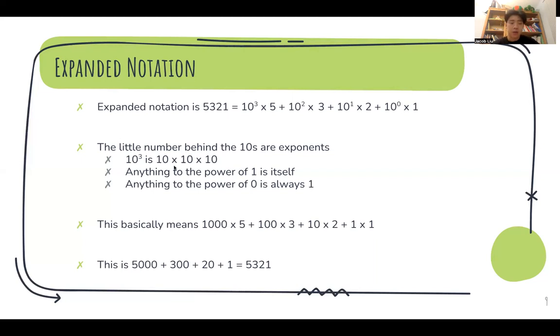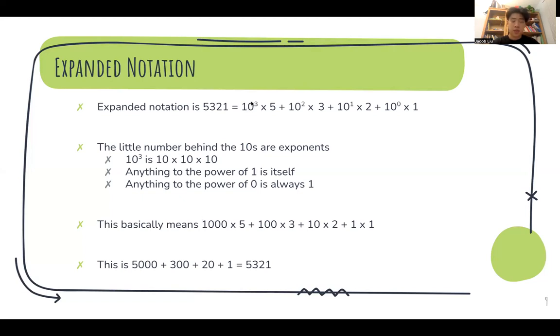All right, so what is 10 to the power of 3, right? What are these exponents? Well, 10 to the power of 3 is 10 times 10 times 10. And 10 to the power of 2 is 10 times 10. So basically, 10 to the power of something is 10 times itself that many times. Anything to the power of 1 is just itself, and anything to the power of 0 is always going to be 1. Anything at all to the power of 0 will be 1.